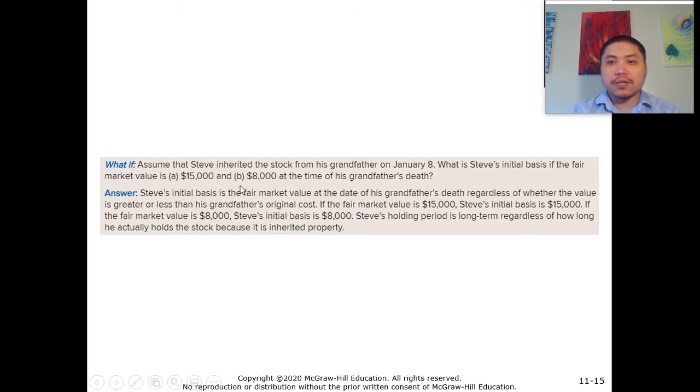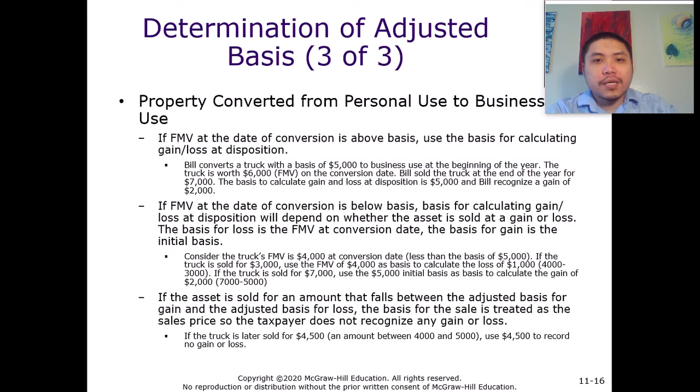on what the fair market value is on the date of death. So if on the date of his grandfather's death the fair market value is $50,000, then it is $50,000. If it is $8,000, then it is $8,000, right? So whatever the amount is, Steve is going to take that amount and treat it as his basis in the stock. So this case is pretty basic, pretty simple, for inherited property. All right.